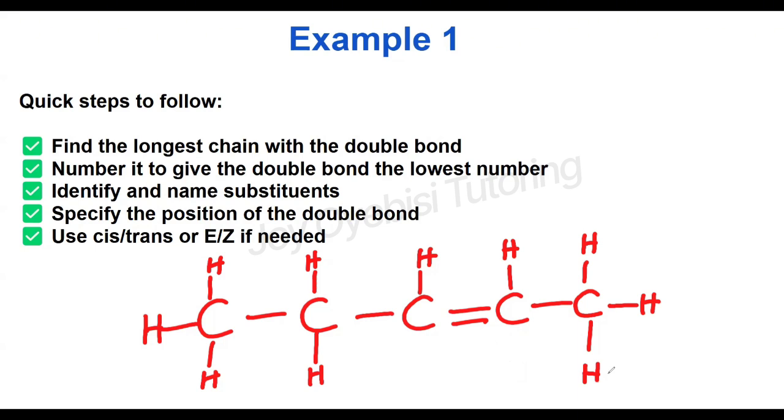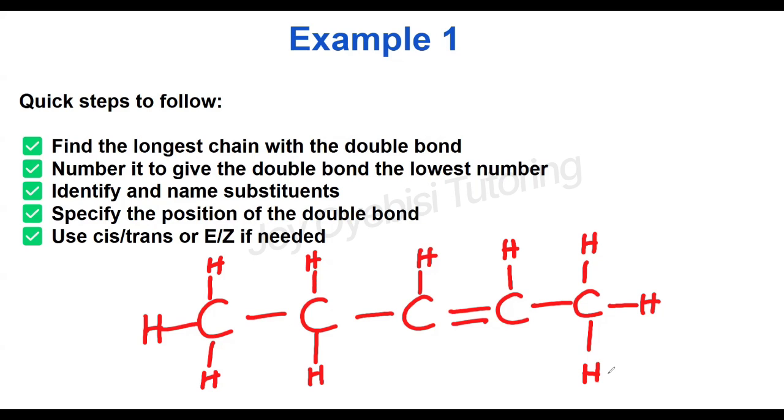1. Find the longest chain with the double bond. 2. Number it to give the double bond the lowest number. 3. Identify and name the substituent. 4. Specify the position of the double bond and use cis and trans or E and Z if needed.